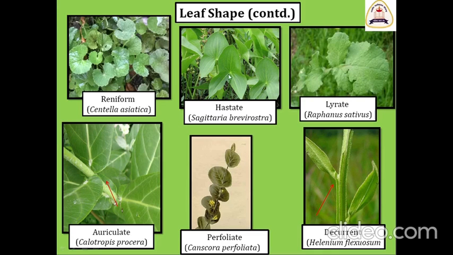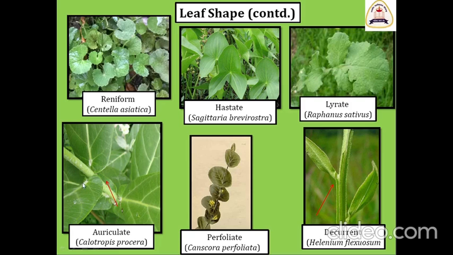Hastate means arrow shaped, and this arrow shape contains two elongated lobes. When the leaf is arrow shaped, that is called sagittate, but when the lobes are more extended, then it is called hastate. Lyrate leaves are a special type of leaves present in Raphanus and Brassica species. The leaflet means two unequal leaflets and the incision is so close. Actually, this is a simple leaf. The incision is so close that it gives the appearance of a compound leaf.